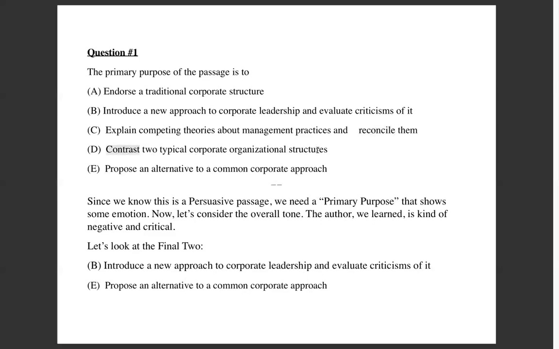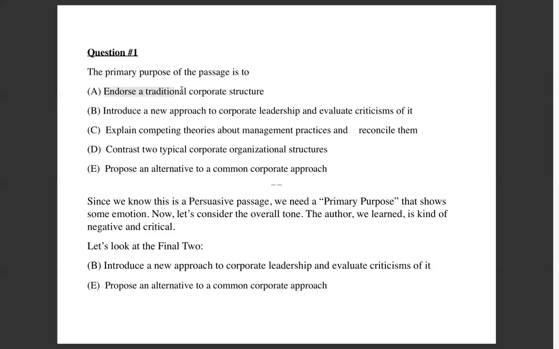D, contrast corporate structures. If you're offering a contrast, it's really just informational. You're just sort of comparing and contrasting. And then E, propose. That's also a very good persuasive verb. So if we were to narrow it down here, endorse is quite good. Evaluate criticisms, that's quite good. Propose, also quite good. So of those three, evaluating criticisms and proposing an alternative are relatively negative, right? Criticisms is negative. If you're proposing an alternative, it means that you don't like something that's currently going on.